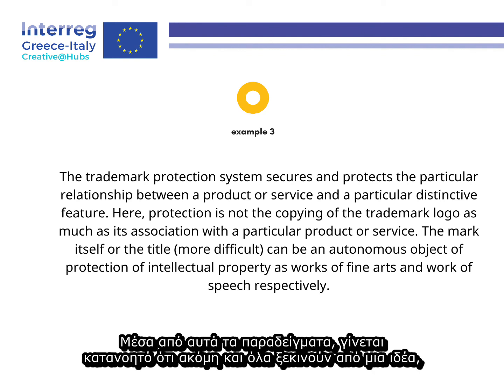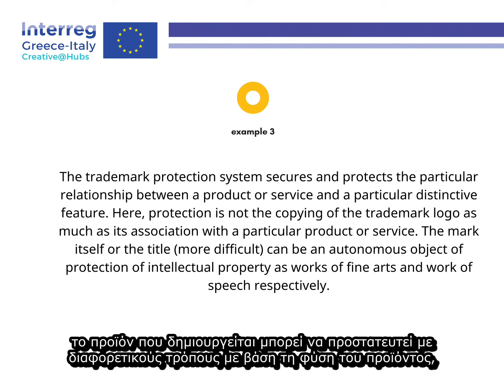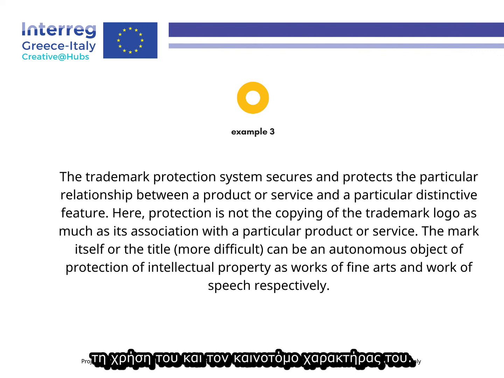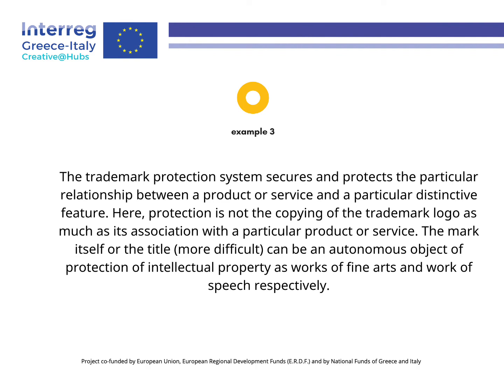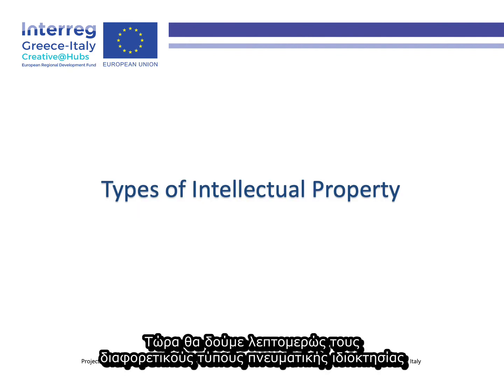Through these examples, it is understood that everything begins from an idea. When this comes true and the creator gives life to this idea, the product that is created can be protected in different ways based on the nature of the product, its use and its innovative character. Now we will see in details the different types of intellectual property.